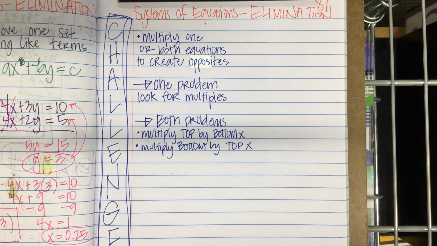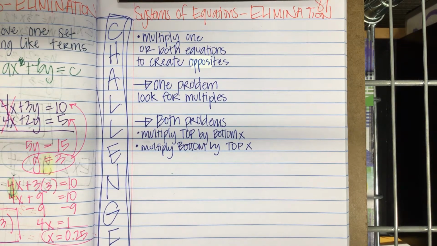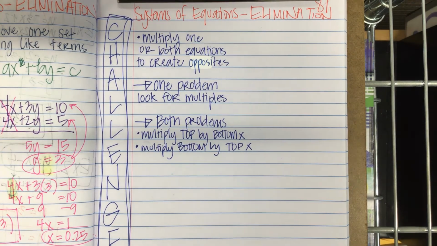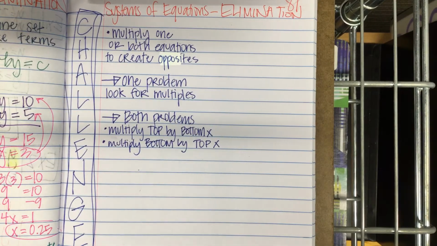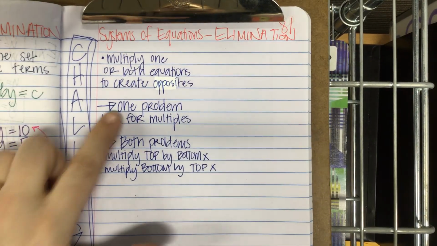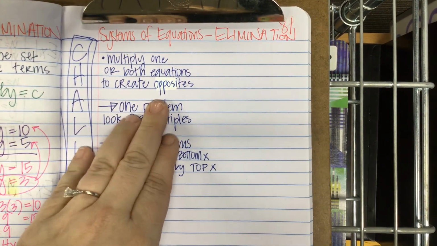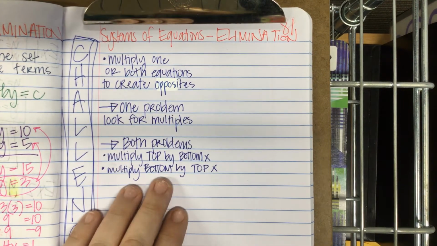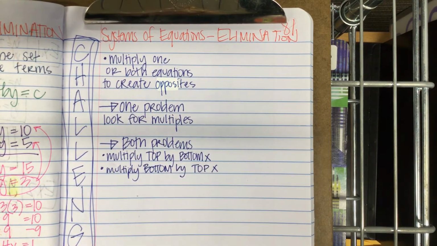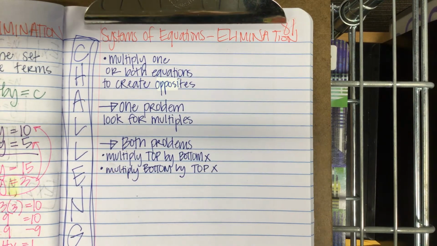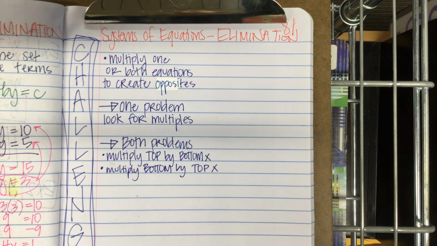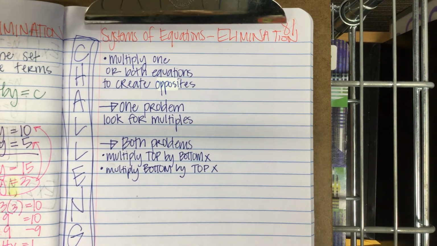But our goal is to just get things to cancel out. I want inverses to be happening. So sometimes you have to multiply one or both of them to create opposites. If it's one problem, you need to look for multiples. If it's both problems, I suggest you just go straight for multiply the top by the bottom x coefficient and the bottom by the top x coefficient. And we're going to practice.